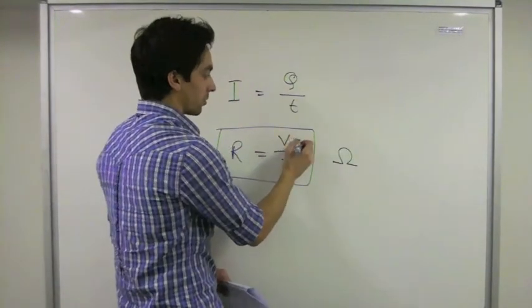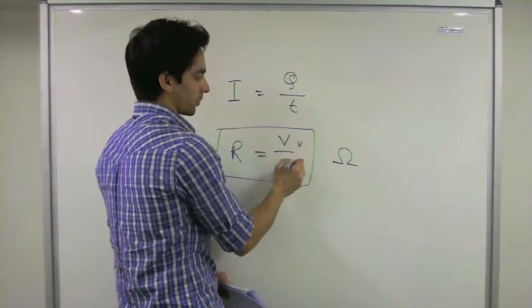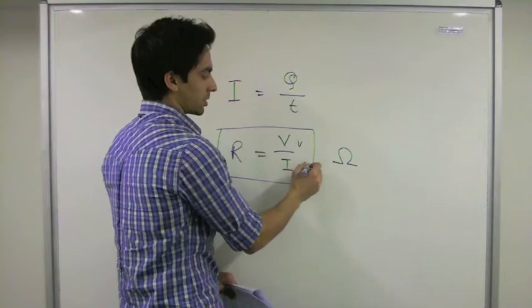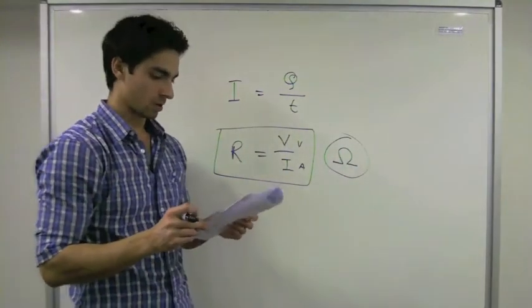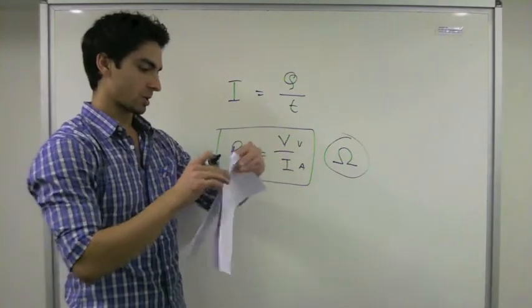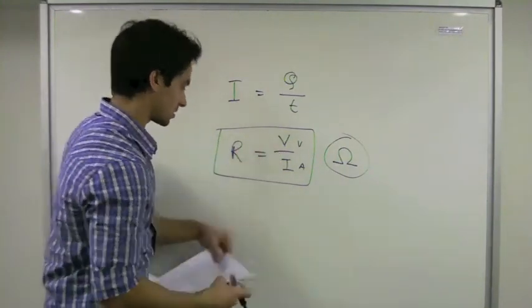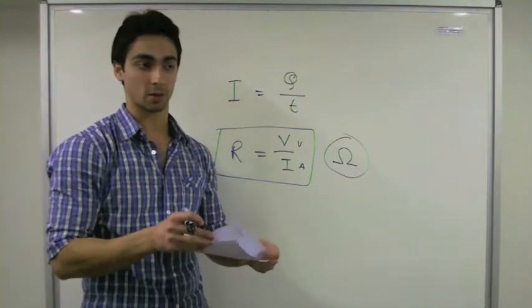Okay, the potential difference is of course measured in volts. Current is measured in amperes, and resistance will be measured in ohms. Alright. The next portion is about resistance in terms of the resistivity of a material.